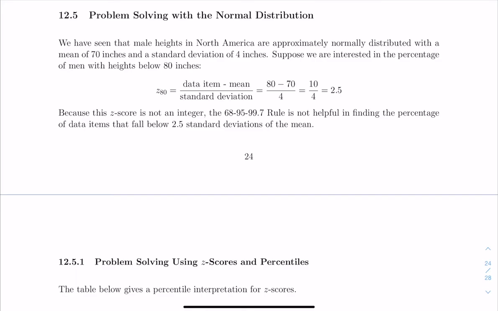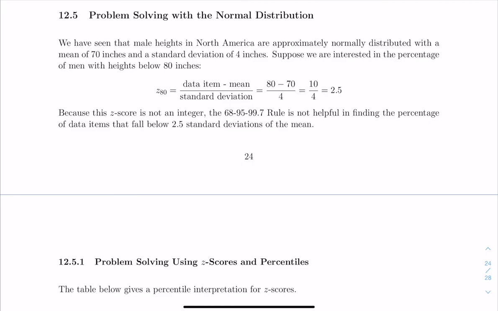In section 12.5, we talk about problem solving with the normal distribution. So we have seen that male heights in North America are approximately normally distributed with a mean of 70 inches and a standard deviation of 4 inches. Suppose we are interested in the percentage of men with heights below 80 inches.